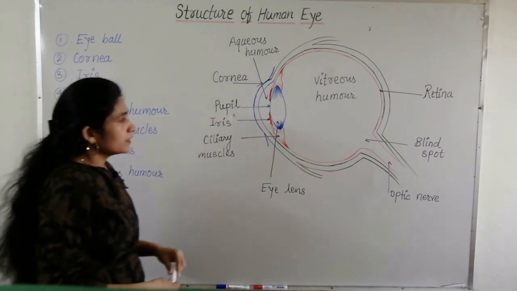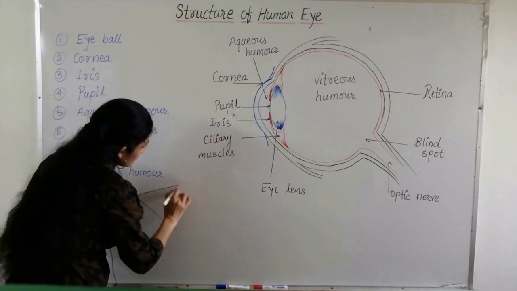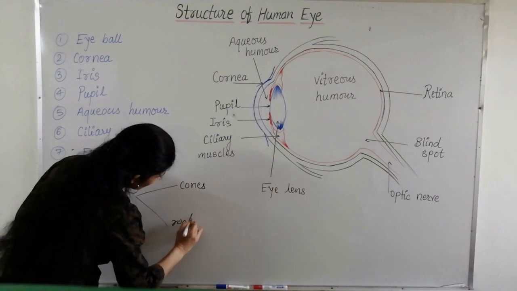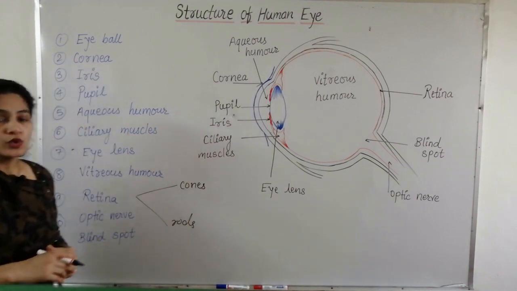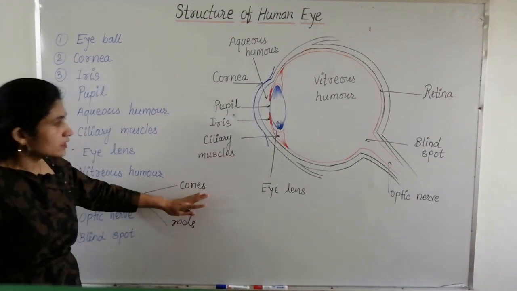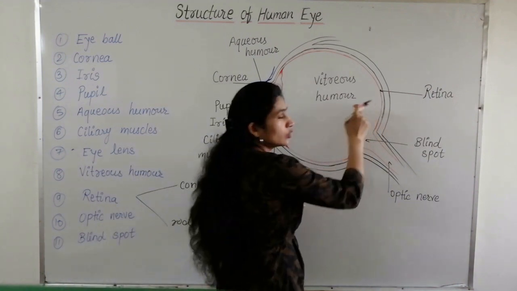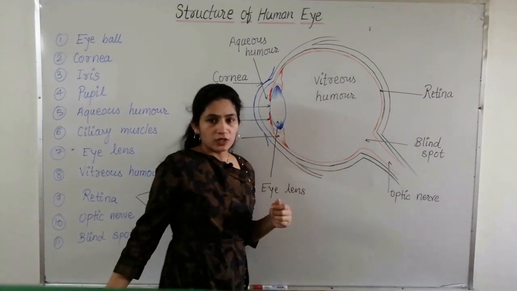Next point is the retina. The retina is an inner part of the eye which lies at the back of the eye, and it acts as a screen. The retina is made of two types of cells. These are cones and rods. Both these cells are light sensitive cells. When light falls on these cells, they get activated and convert light into electrical signals which are sent to the brain through the optic nerve.